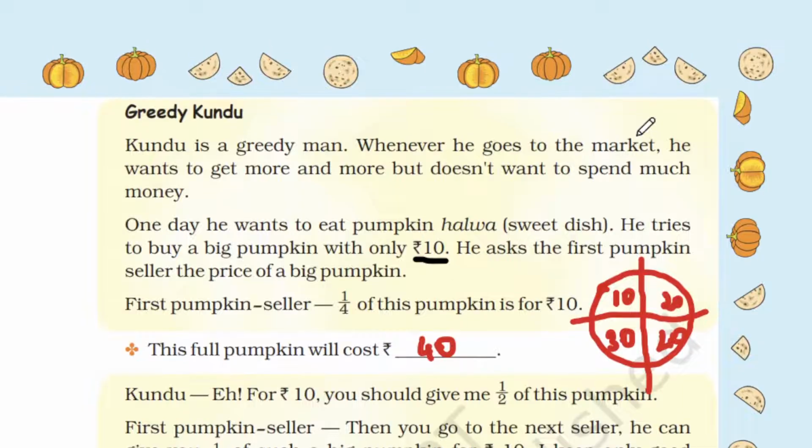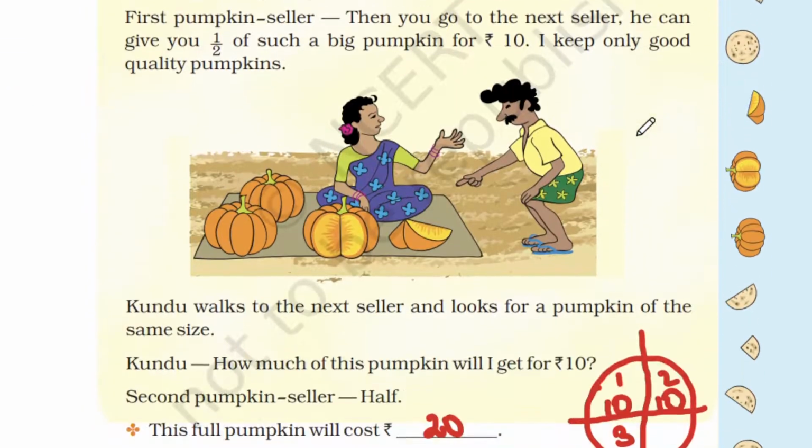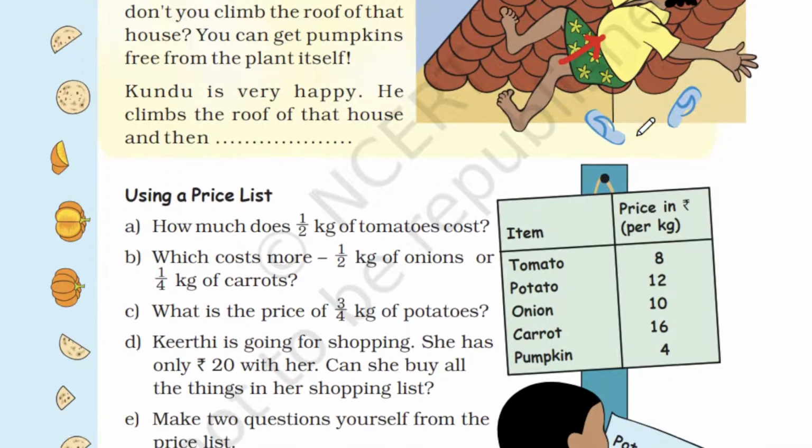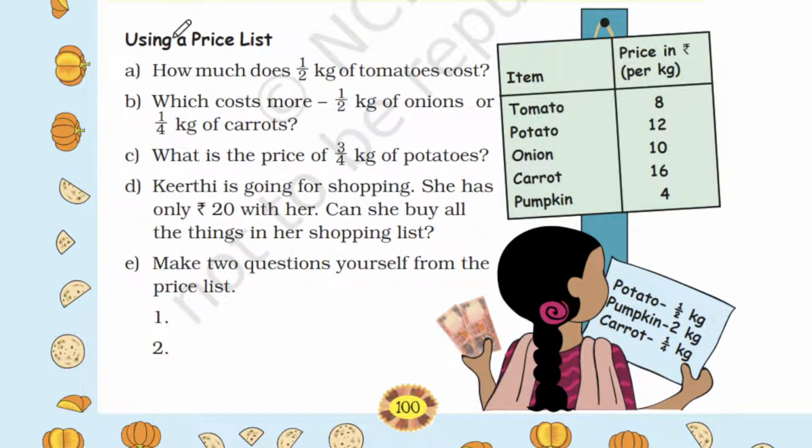So now we have completed Greedy Kundu. Based on this, we had a small question and calculations also. Okay, so next one, using a price list. This question is very important, kids, for your exam. So this is your exam question. Okay, so we have a price list.